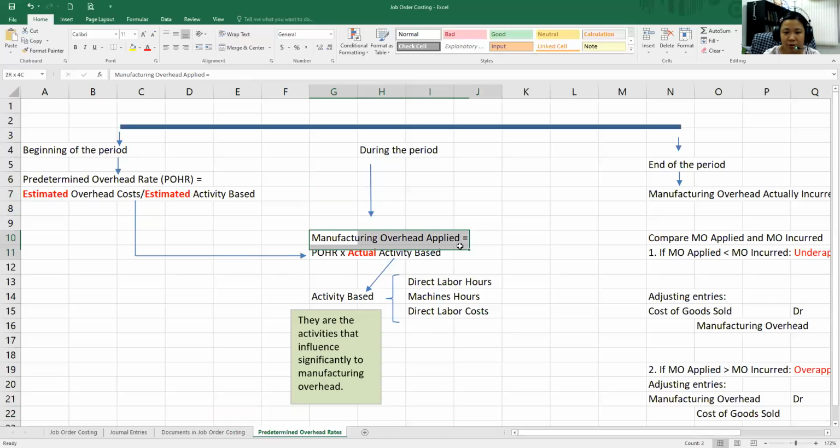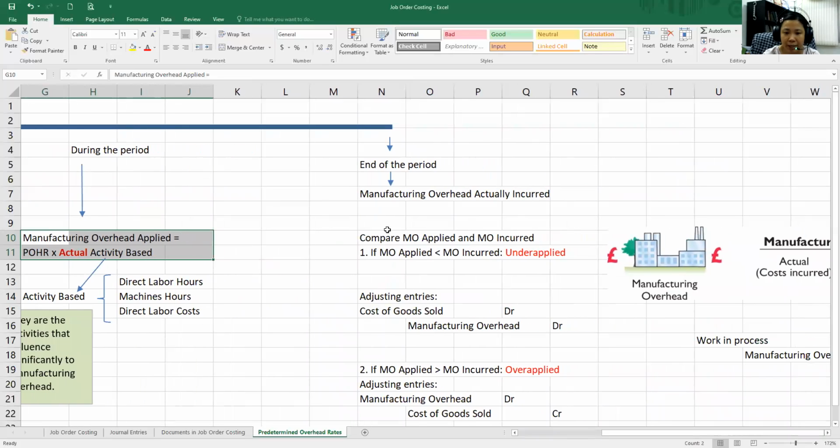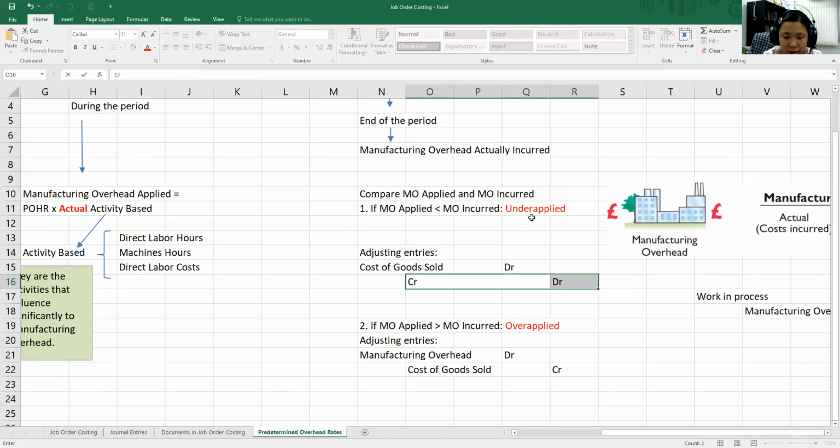After you have the manufacturing overhead applied, then at the end of the accounting period, you're going to compare the manufacturing overhead that you applied and the manufacturing overhead that actually incurred. If the manufacturing overhead applied is less than the manufacturing overhead that actually incurred, you will have an underapplied. And the adjusting entry for the underapplied will be debit cost of goods sold and credit manufacturing overhead.